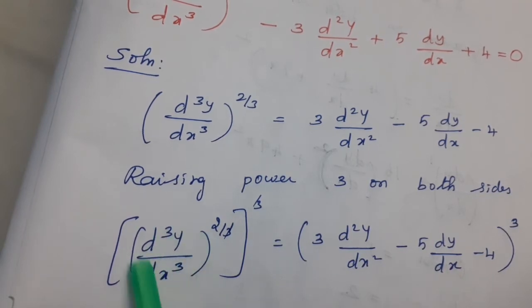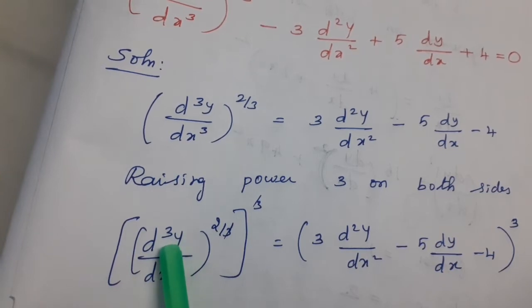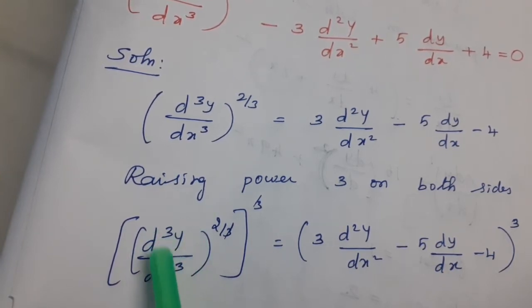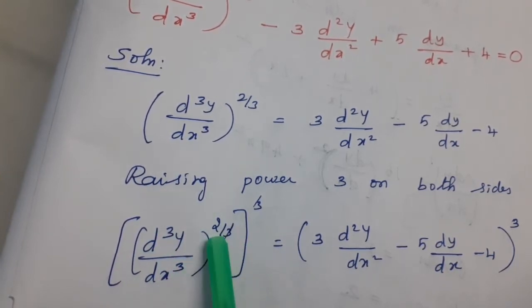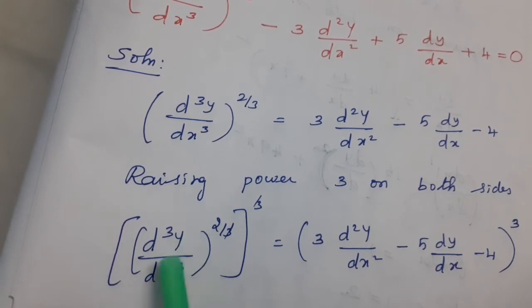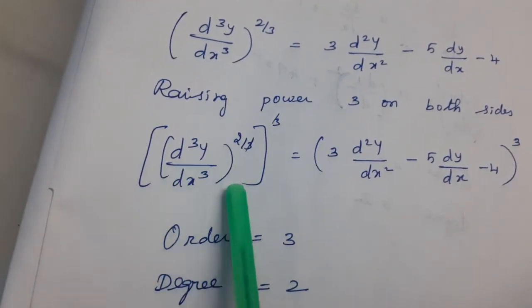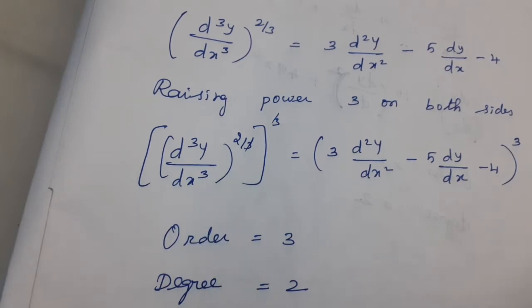What is the order? d square, first derivative or second derivative, third derivative. This is our third derivative. The derivative says the order. The whole power is the degree. So d cube y by dx cube, the order is 3. Order is 3. Degree is nothing but 2. Order is 3, degree is 2.